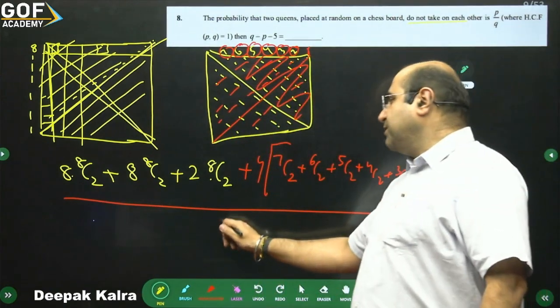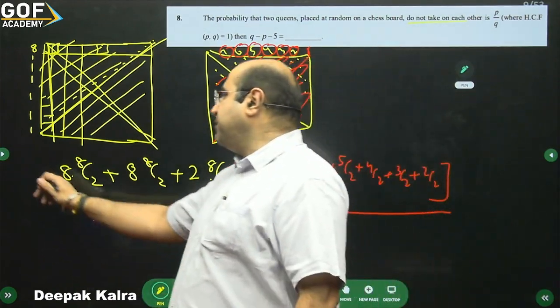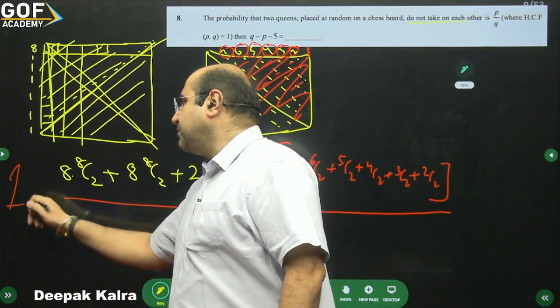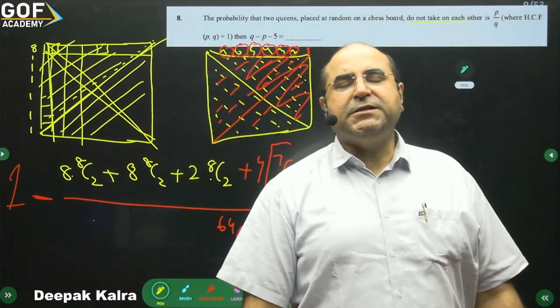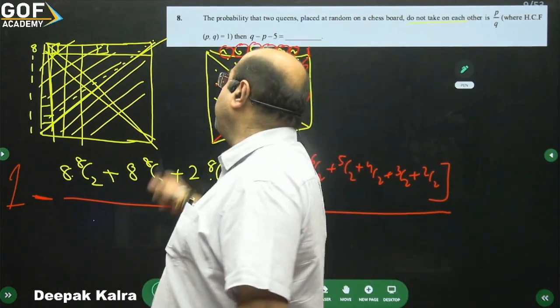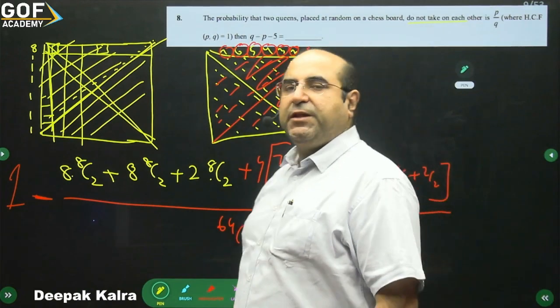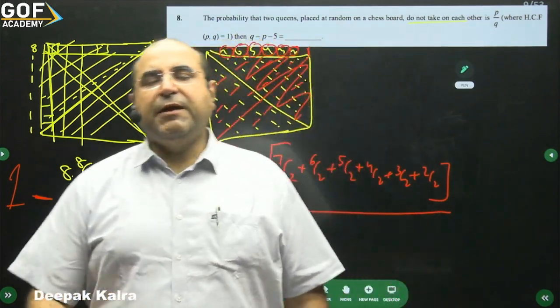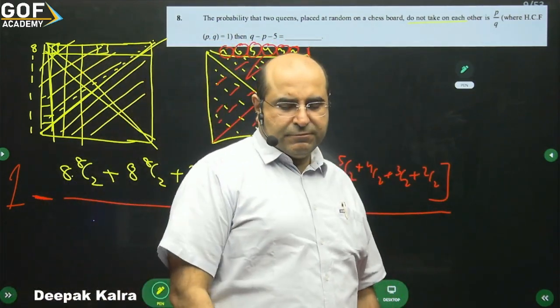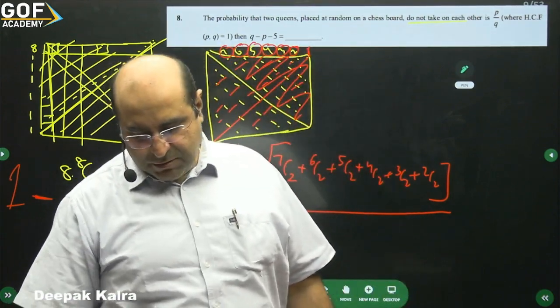Out of 64C2, this we will subtract from 1. You understand why we subtract from 1? Because we want that they do not face each other. Then you calculate P and Q, and after that, get it over. Clear? Tell me the next.